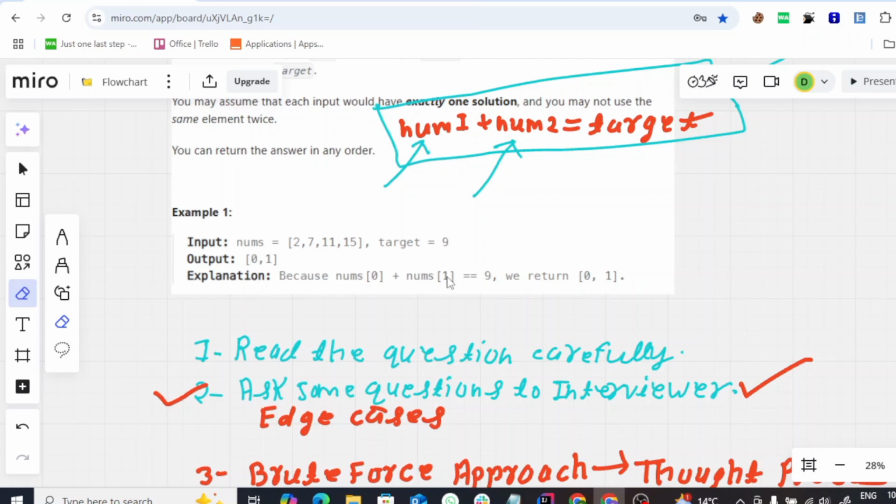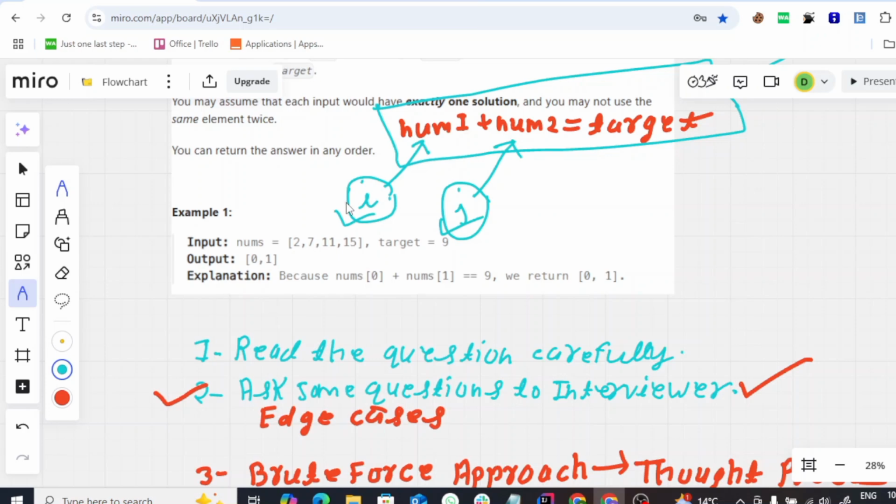In the first for loop I will keep my first pointer i at the first element, and in the second loop I will keep my jth pointer at the second number. Every time I will keep this ith element constant, and I will explore all the pairs with the help of j. Whenever num1 plus num2 is equal to target, I will directly return the i and j indices, because in this question we just need to return the indices.